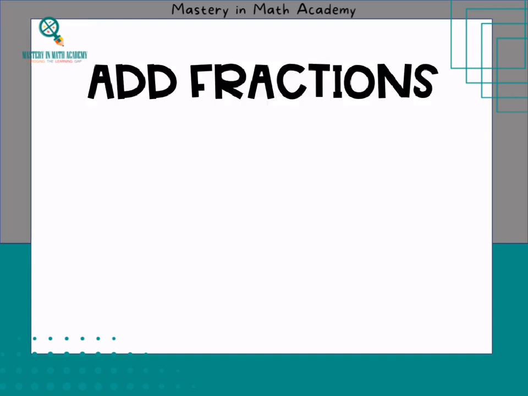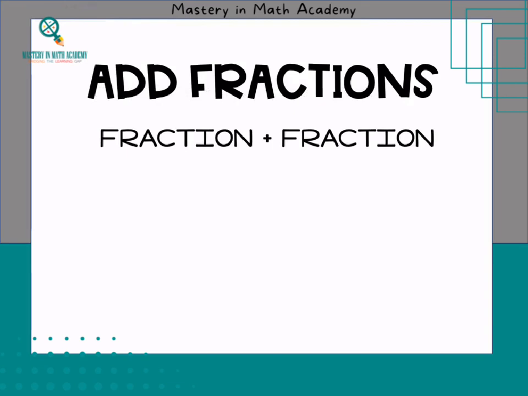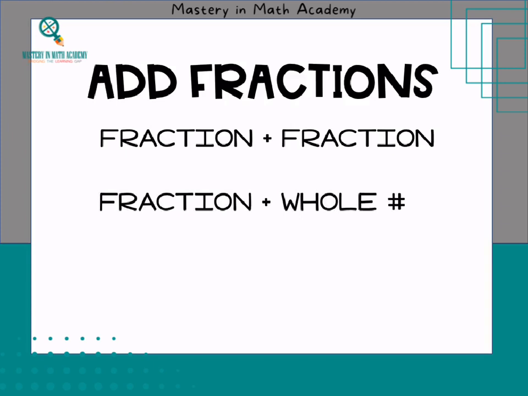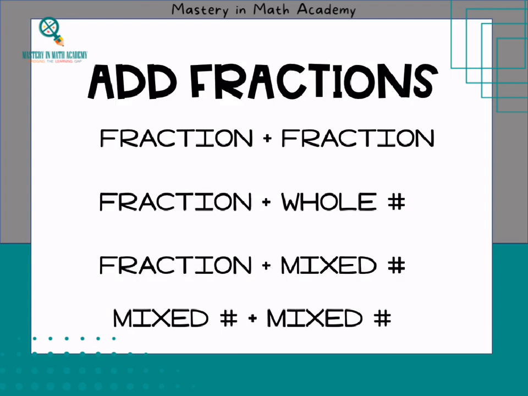In this lesson, we are going to talk about fractions. We're going to talk about how we add fractions. So that is fraction plus fraction. Then we're going to talk about how to add fraction plus whole number, then fraction plus mixed number. And lastly, we are going to talk about mixed number plus mixed number. All right, so let's get into it.